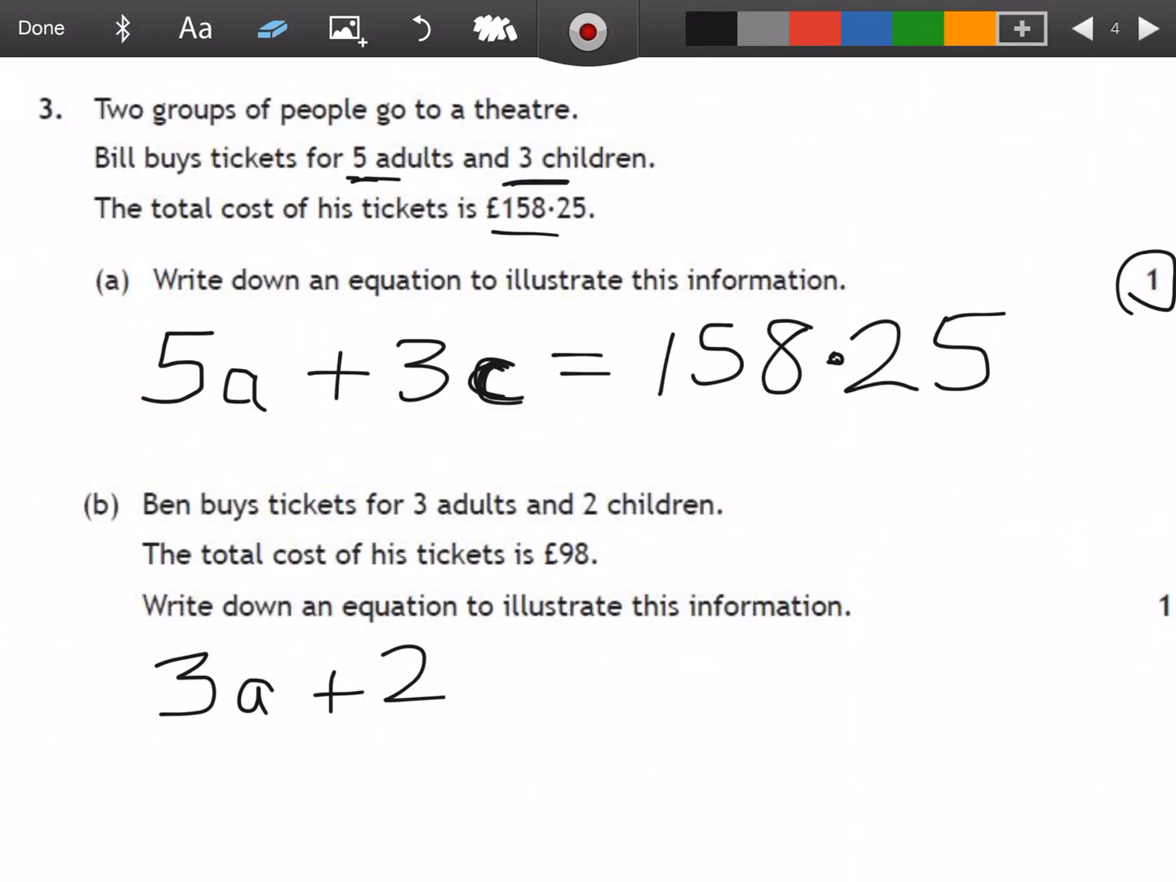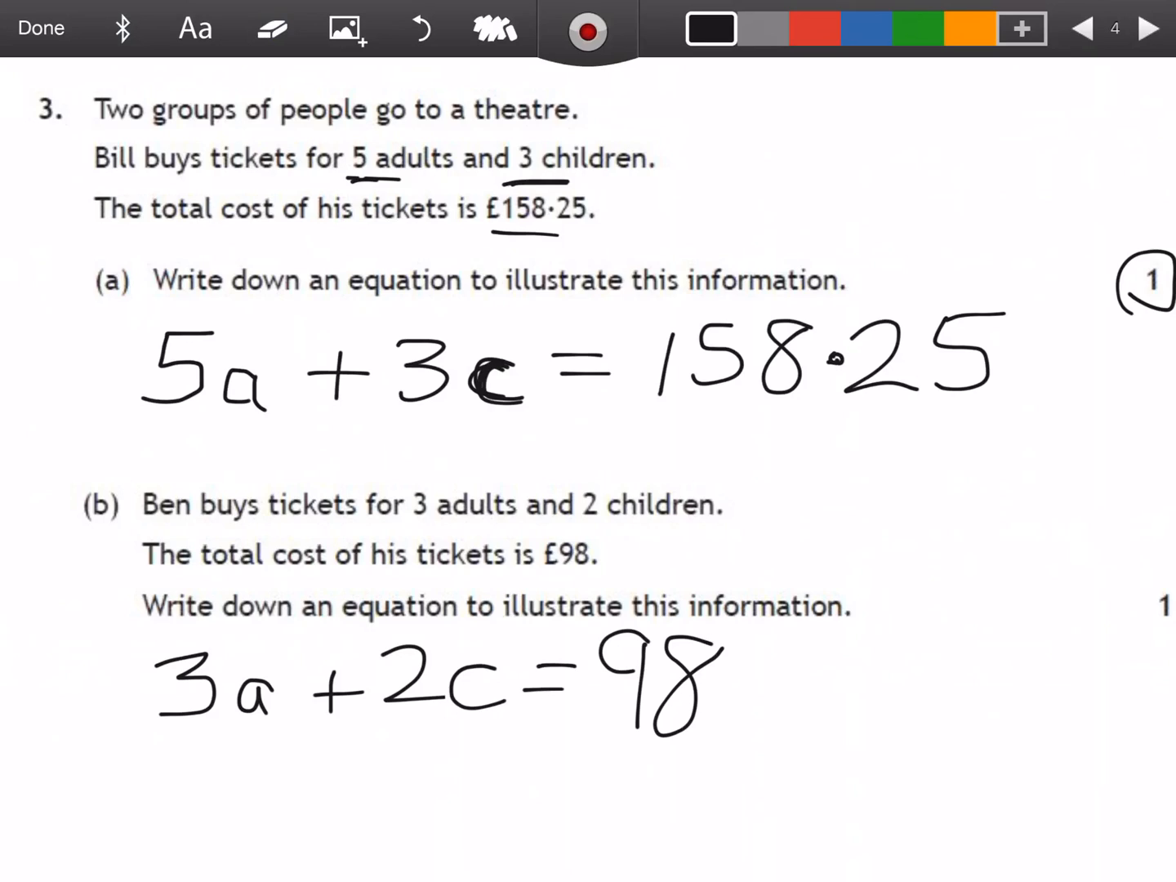Let's try that, see if that is a wee bit better. 2 children equals 98. There we go, there's our second equation. Okay, 1 mark. Now, without actually going on to part C, I'm pretty sure it's going to ask us to solve the equations, okay? This is simultaneous equations. Put one equation above the other and solve them.